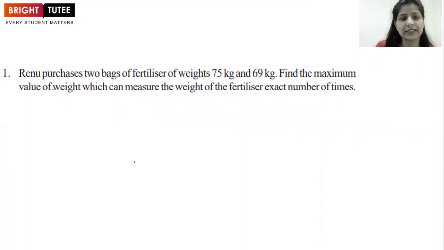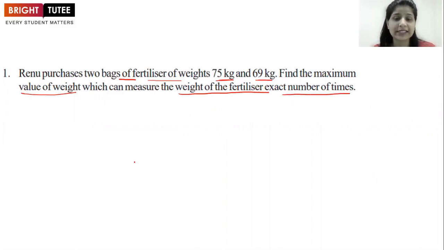In this question, it is written that Renu purchases 2 bags of fertilizer of weight 75 kg and 69 kg. The first bag weight is 75 and the other bag weight is 69 kg. So we have to find the maximum value of the weight which can measure the weight of fertilizer an exact number of times.